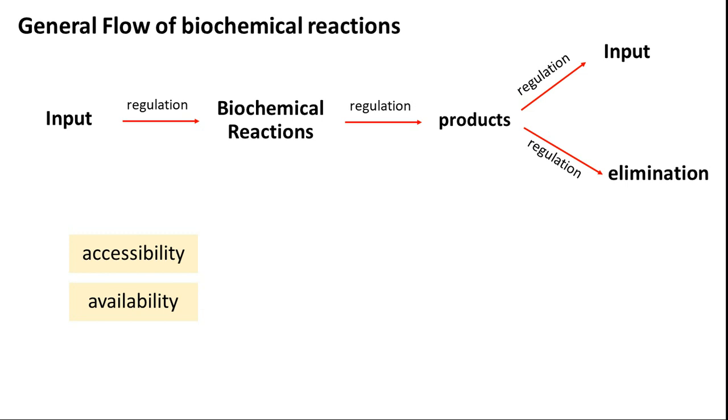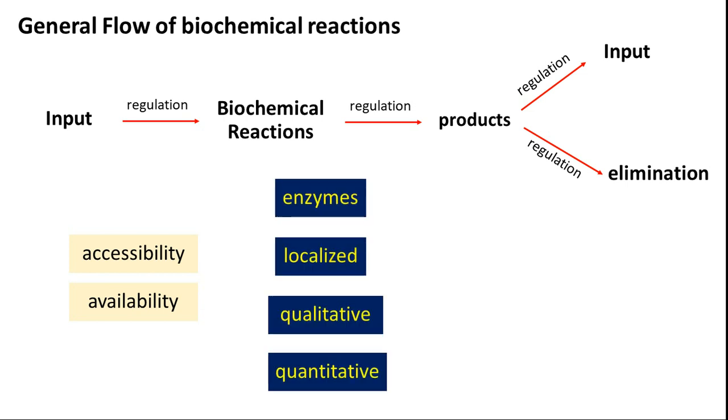One is inputs, accessibility and availability of inputs. Then the appropriate presence, qualitative and quantitative presence of enzymes, whether they are localized or not sometimes. Qualitative means whether it can do the job or not. Let's say here in the beginning, accessibility and availability. If a chemical is available, then only a biochemical reaction can happen. If that chemical is absent, biochemical reaction is not going to happen. So that leads to a disease.